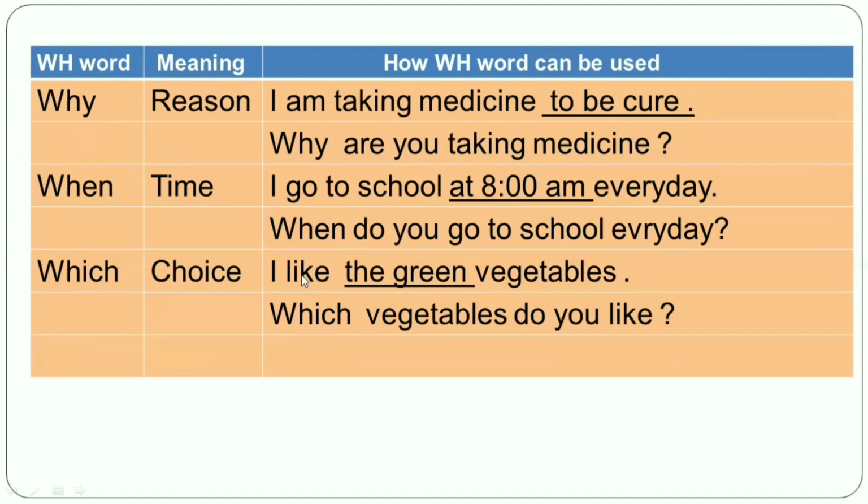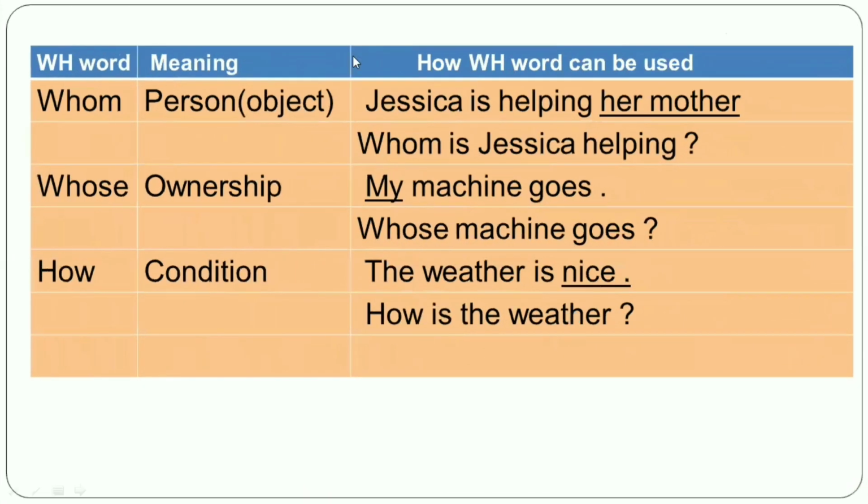So do, does, did as the verb is present form. So which vegetables do, then instead of I will be used you. So do you, then main verb like. Which vegetables do you like? And at last you will write question marks. So my dear student, next.